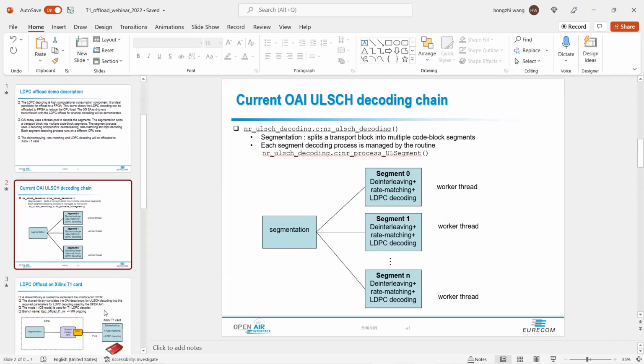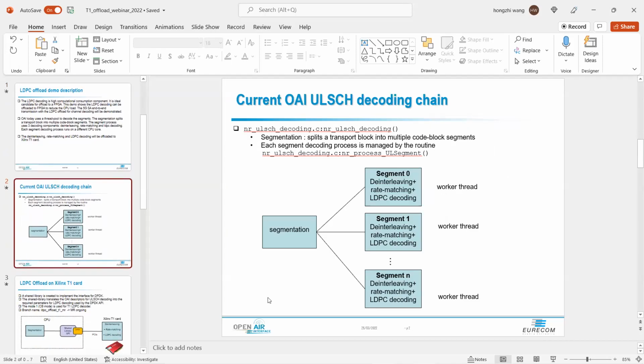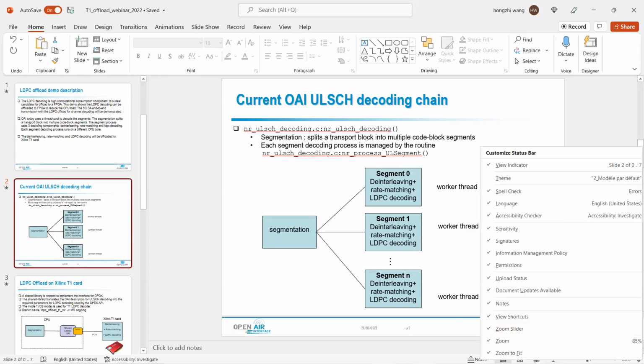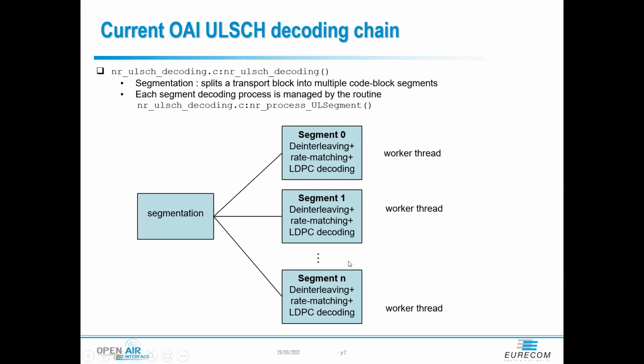So if we have a look into the code, the uplink decoding is done by the nr_ulsch_decoding function. In this function, we are using several threads. Each thread is running for a different code block. As mentioned before, we have these 3 components running on the worker thread.